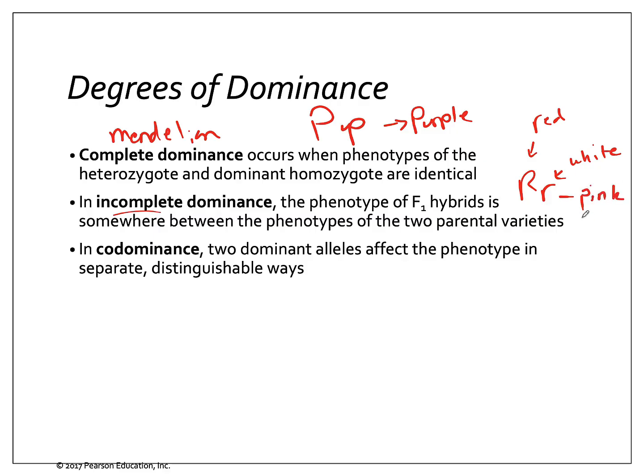It's just like if you took 2 paints, right? A red paint and a white paint, and you mixed them together, you would get a pink color. And so it's a blending or an intermediate between the 2 phenotypes.